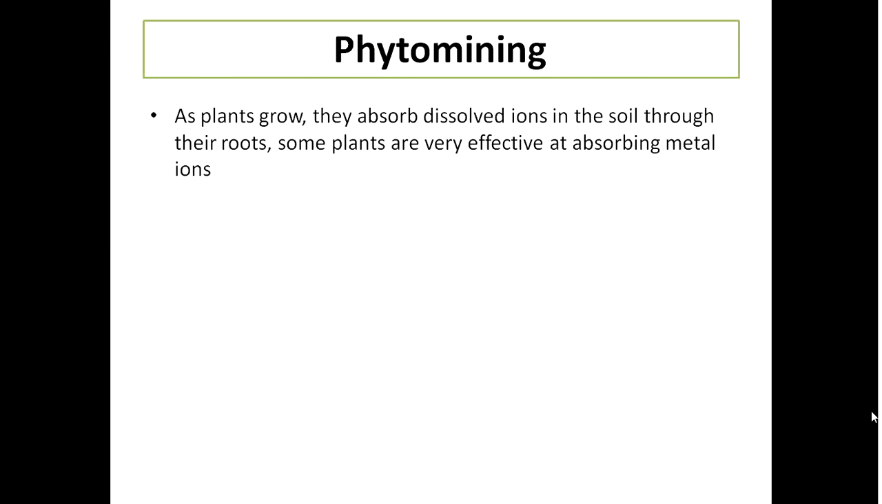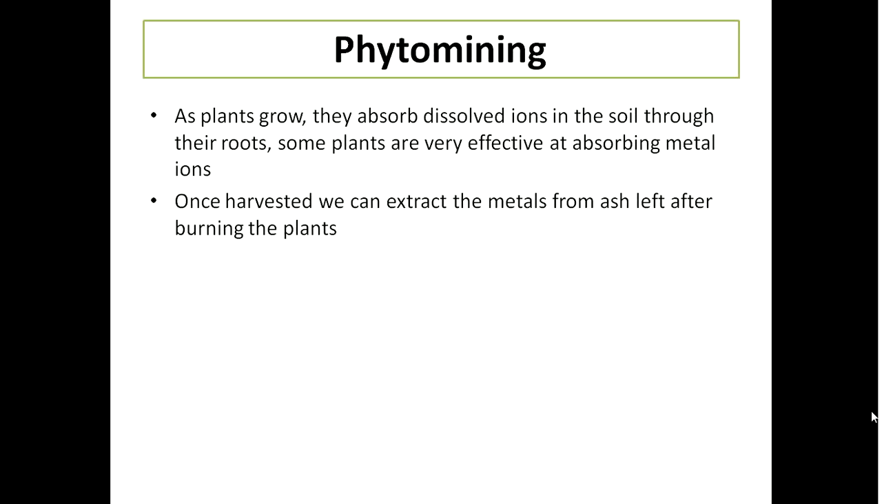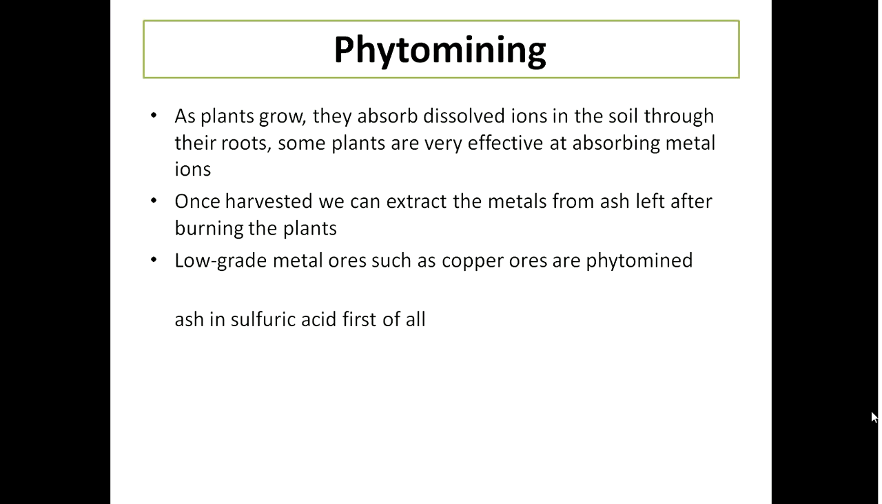Phytomining. As plants grow, they absorb dissolved ions in the soil through their roots. Some plants are very effective at absorbing metal ions. Once harvested, we can extract the metals from ash left after burning the plants. Low-grade metal ores such as copper ores are phytomined.